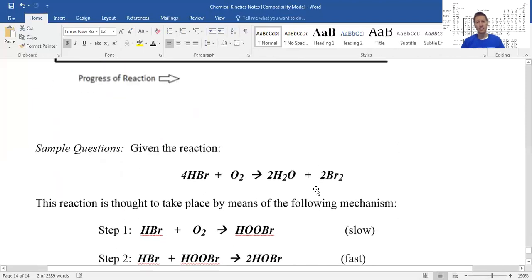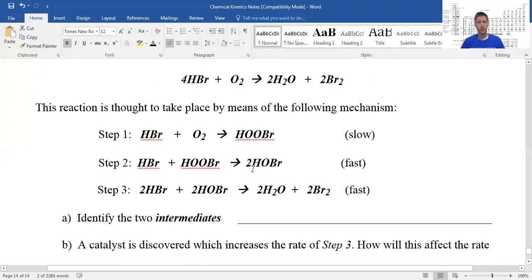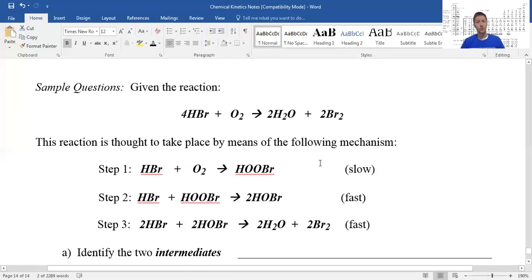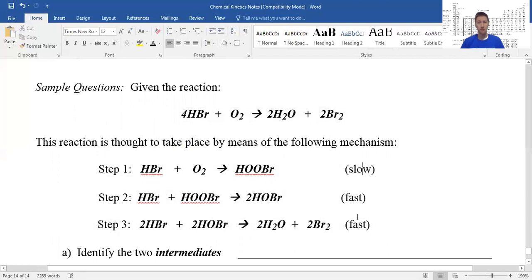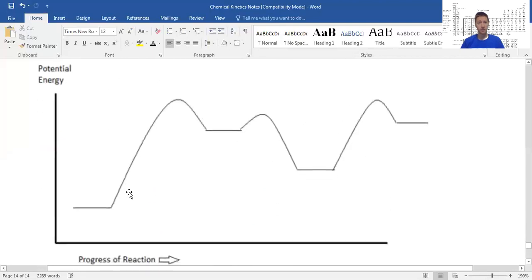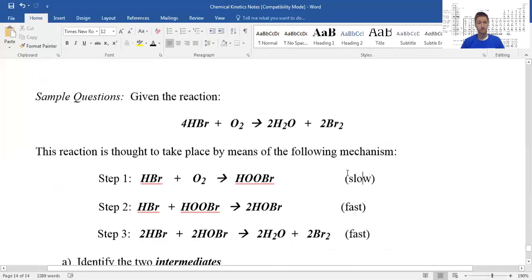So let's connect this thing here to this sample question down here. One last one to look at. Here's our reaction. HBr, hydrobromic acid, reacts with oxygen to make water and bromine. And here we have a proposed set of 3 steps. Again, 3 steps, each step is a hill. So connect this to the top. We have a slow step, fast and fast. This would be the first step. This would be the second step. This would be the third step.